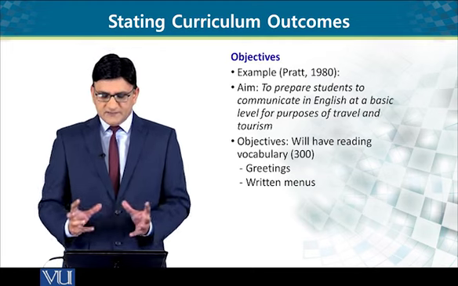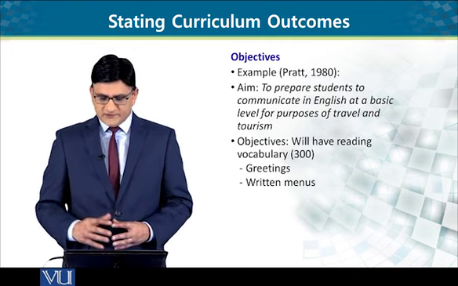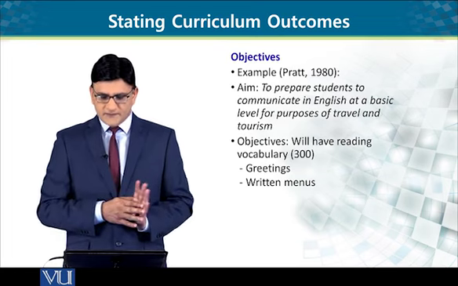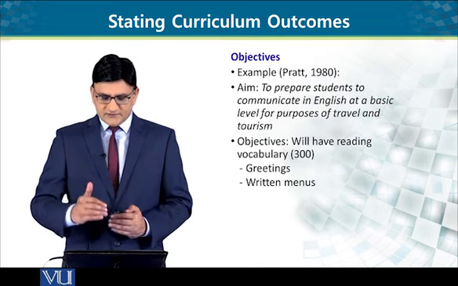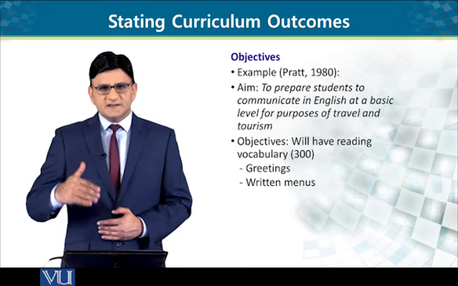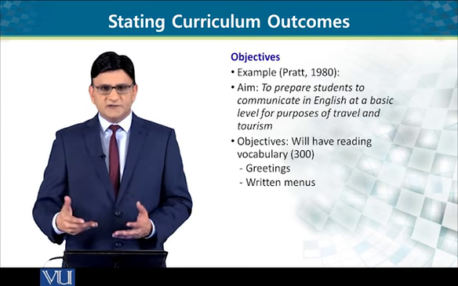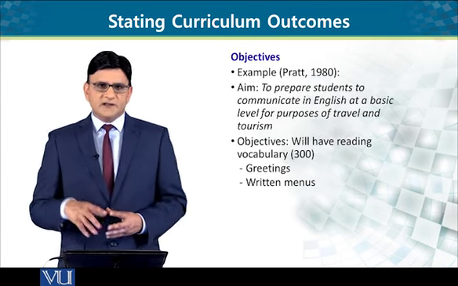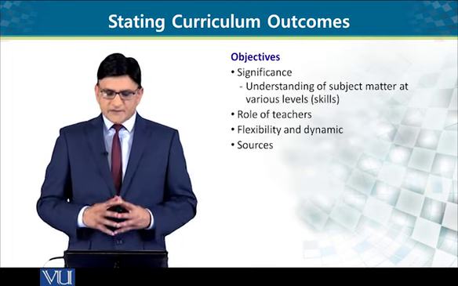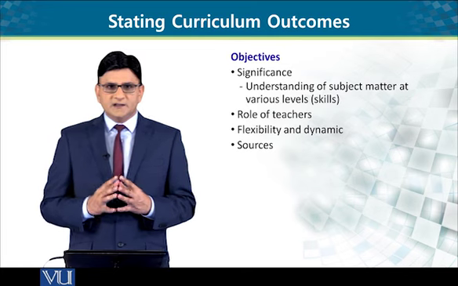So if you look again at this example, the aim is a bit general. I mean, it's about communication in English for tourism and travel. But on the other hand, objectives are more precise. They give precise focus and direction, such as how many words students will be able to learn after the completion of a particular activity, right?